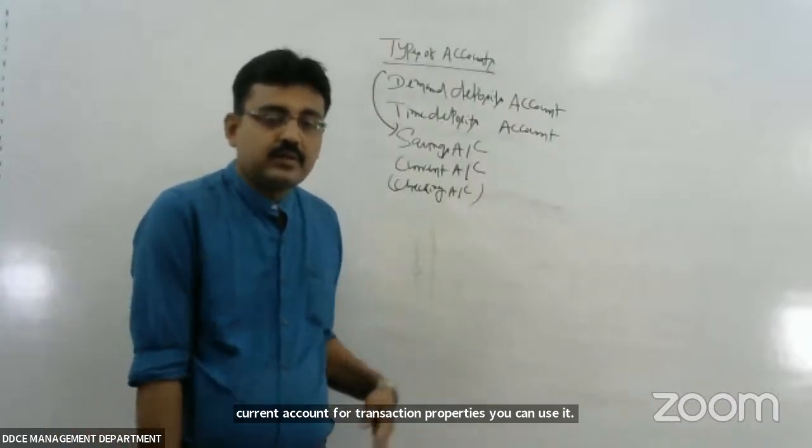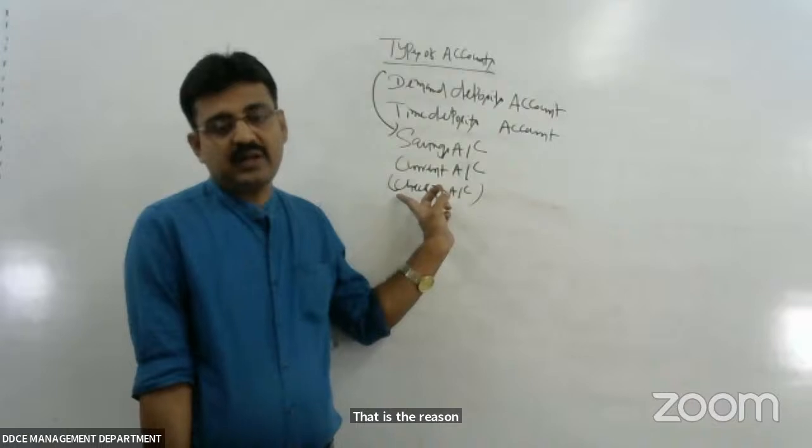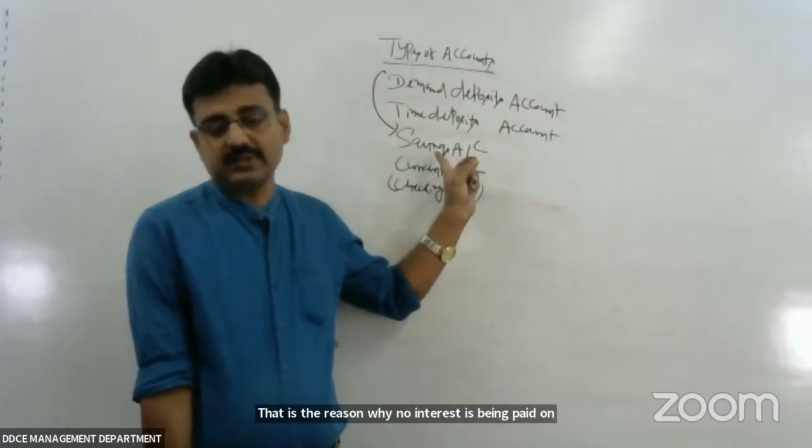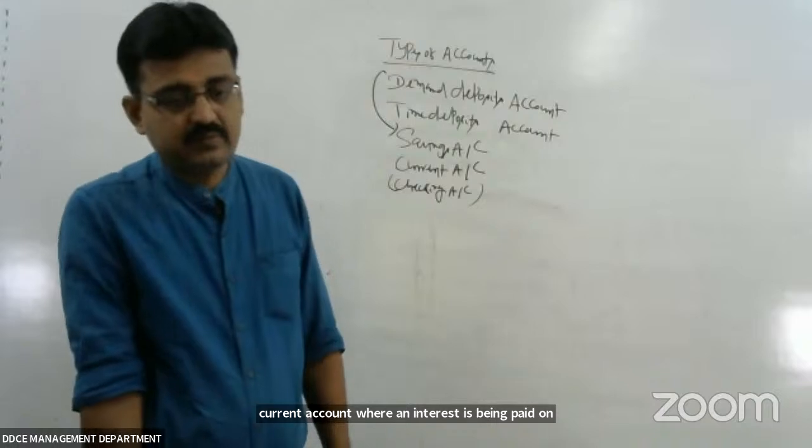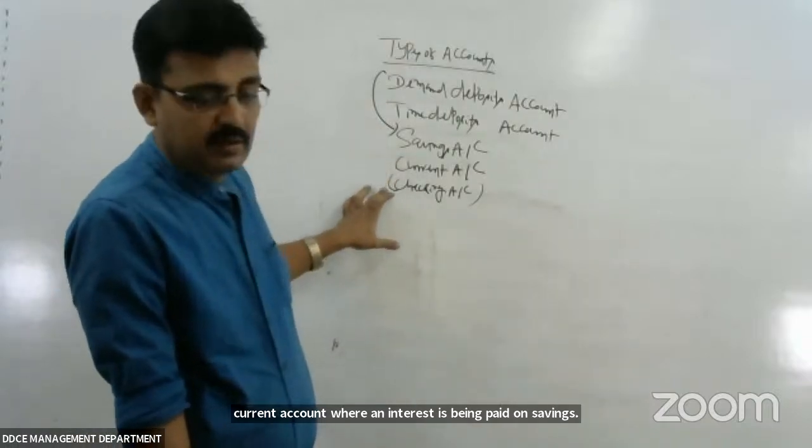That is the reason why no interest is being paid on a current account, whereas interest is being paid on a savings account. This is the difference. So, savings account and current account.